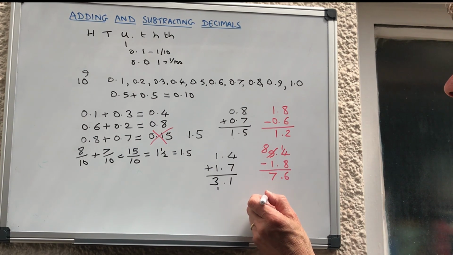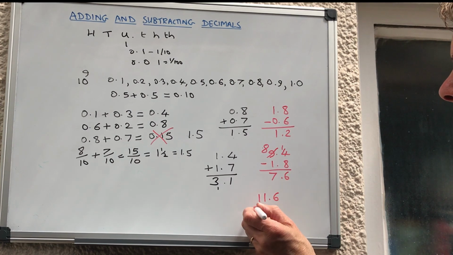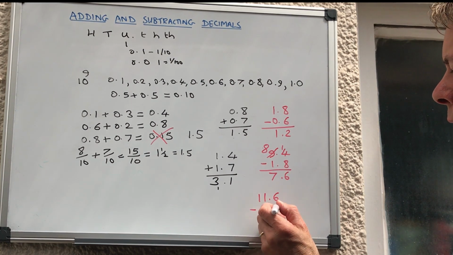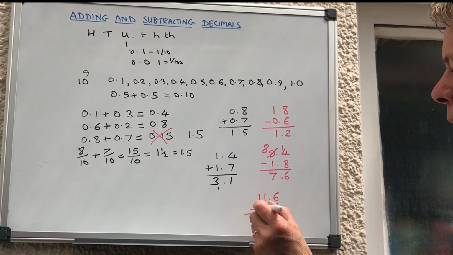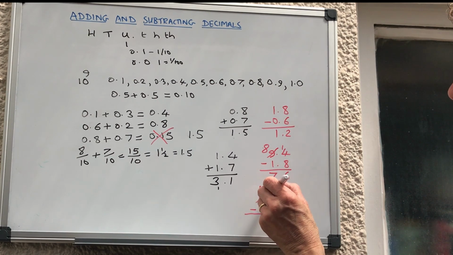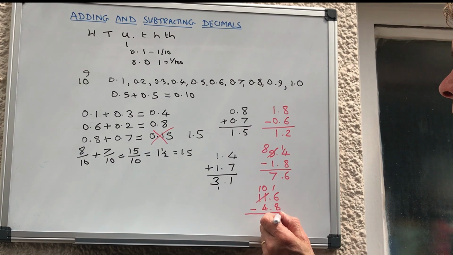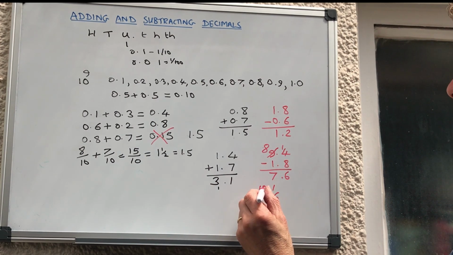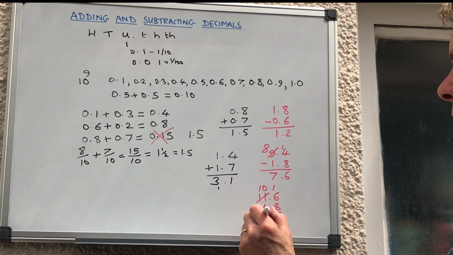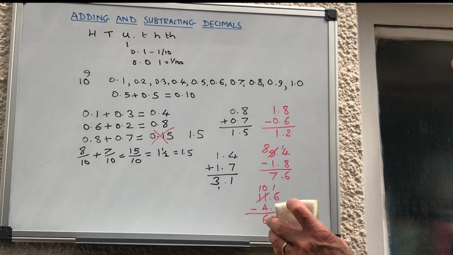So let's show you one more of those. So say you had 11.6 take away 4.8. I just cross out the whole thing there, make that into a 10, put a 1 there. 16 take away 8 is 8. Then 10 take away 4 is 6. So the answer is 6.8. Okay, so that is adding and subtracting decimals to one decimal place.